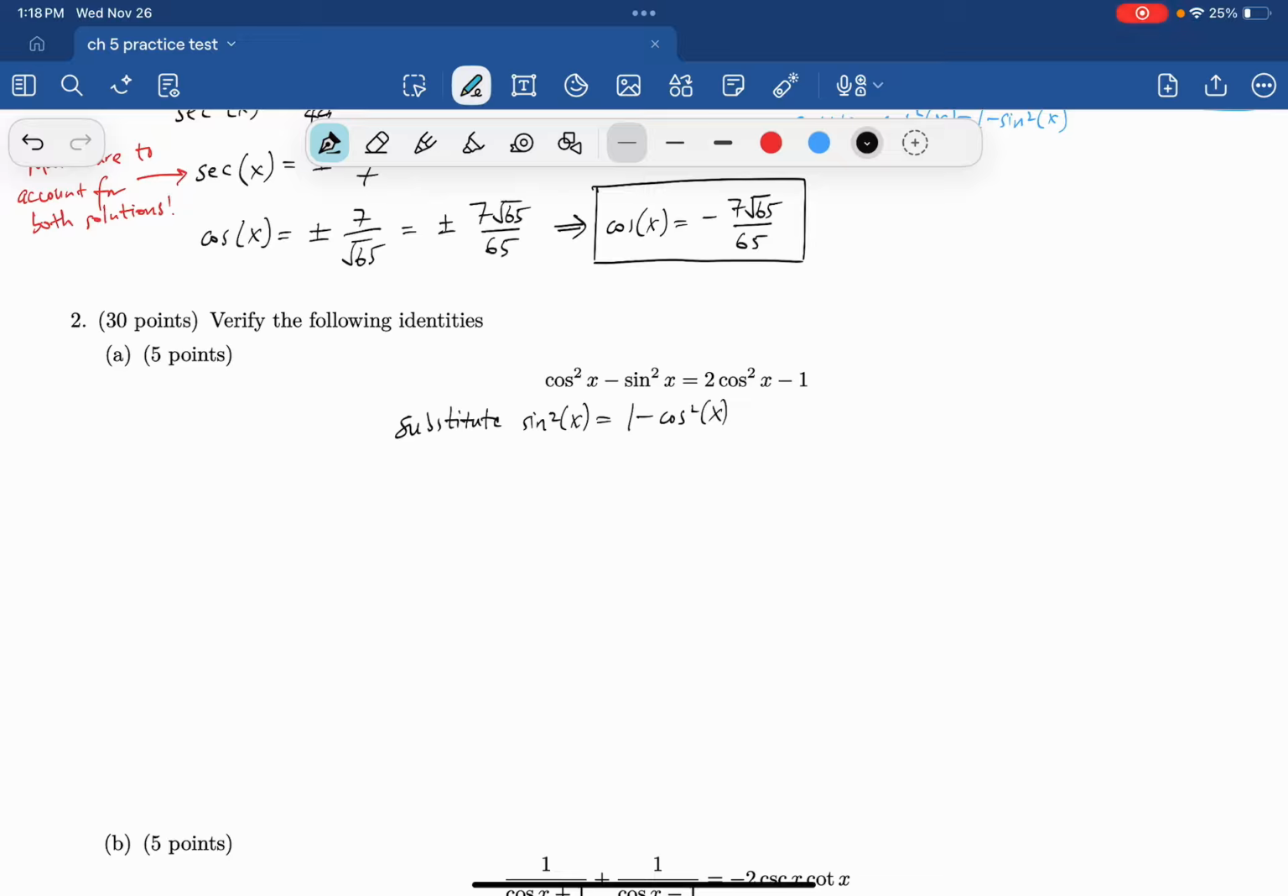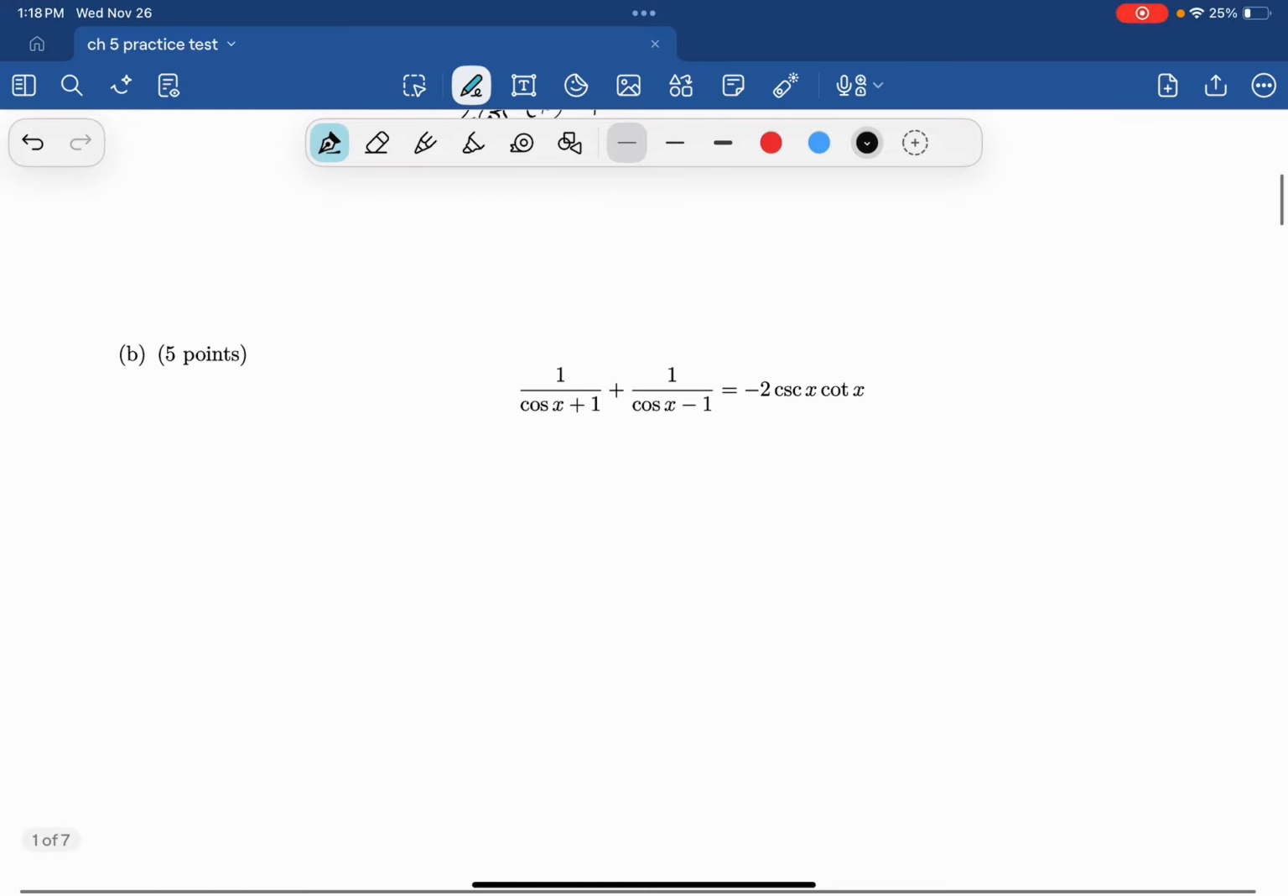And so the left side becomes cosine squared minus sine squared, cosine squared x minus 1 minus cosine squared x, if we make that substitution. And so this simply becomes cosine squared x minus 1 plus cosine squared, distributing those minus signs, which is simply 2 cosine squared minus 1. And that completes the proof. Moving on to the next one.